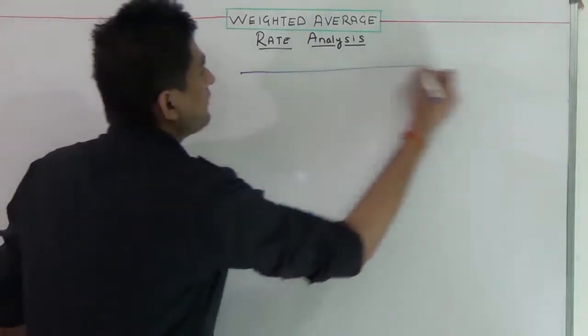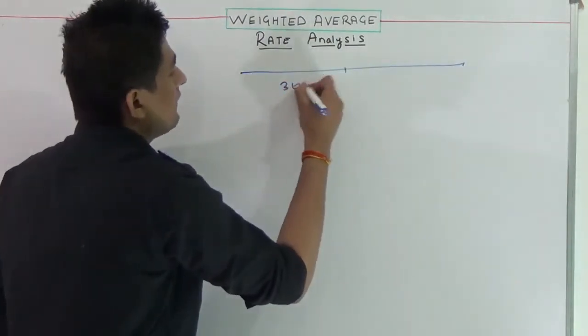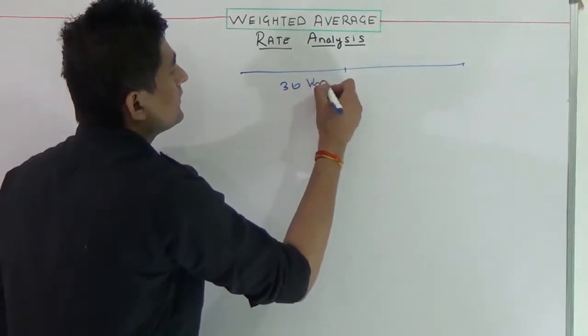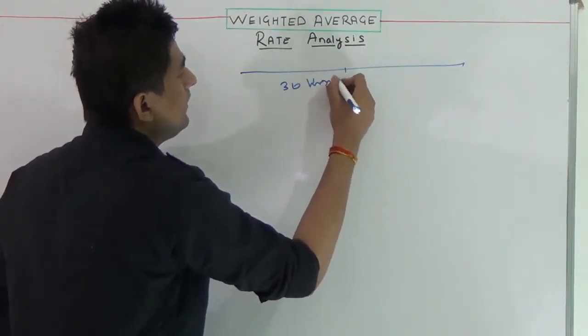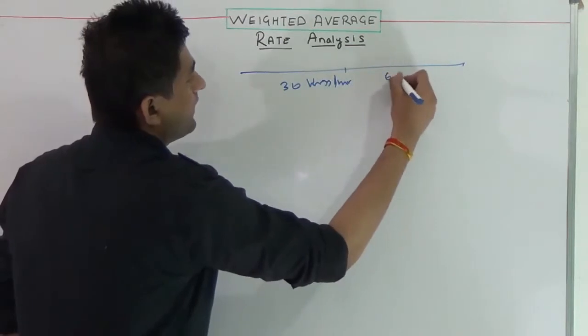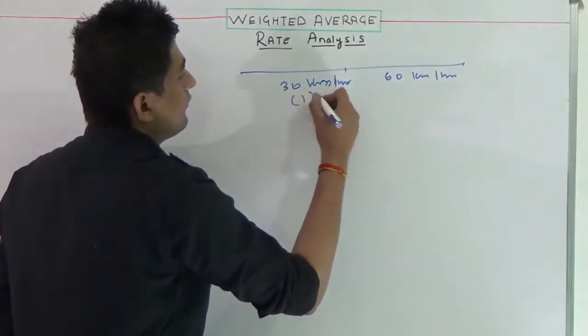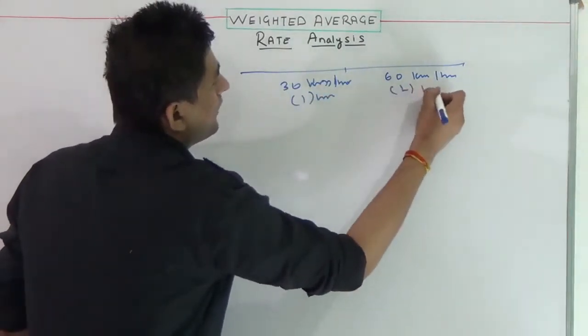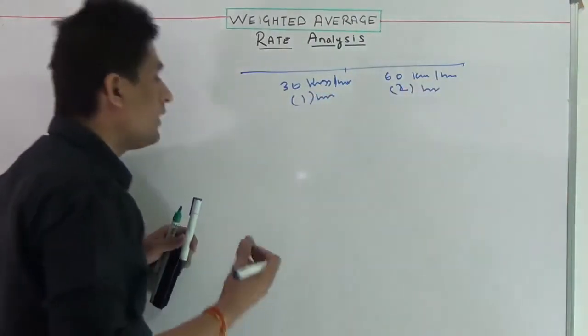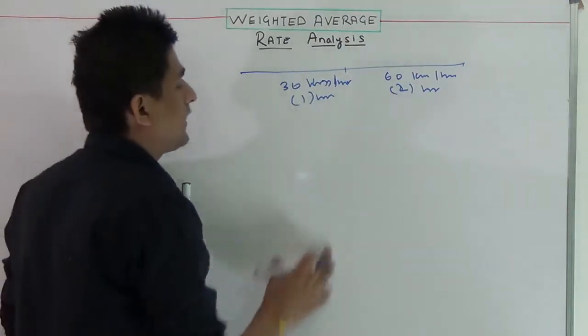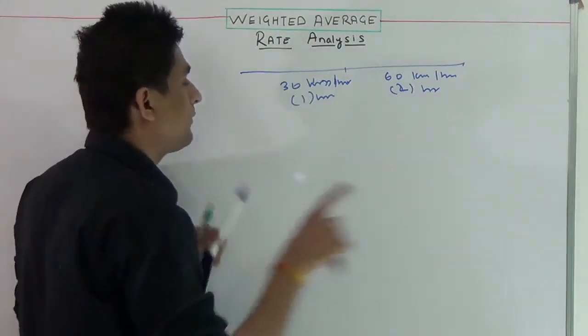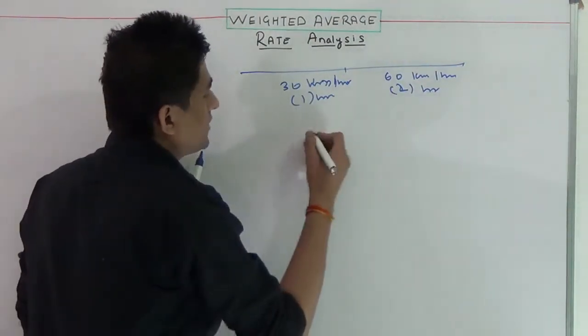Now this was a bus, and for the first hour it was traveling at a speed of 30 km per hour. And again it was traveling at 60 km per hour, and it traveled here for 1 hour and traveled here for 2 hours. Okay, this is 2. Now I'm discussing the general equation, or general representation, of alligation first.